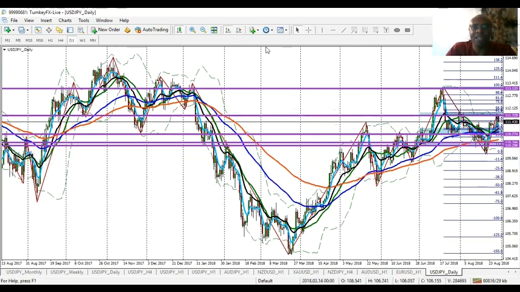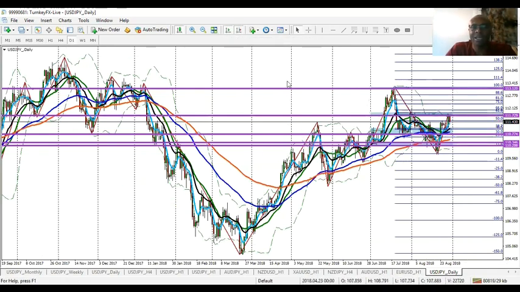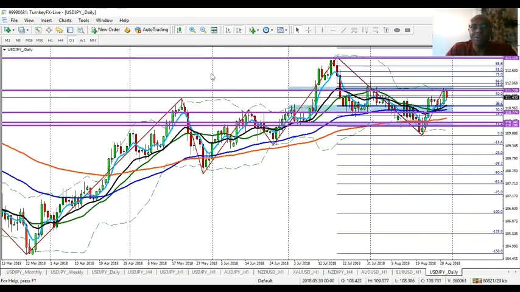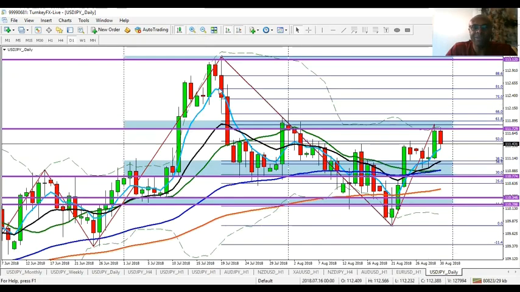So it identifies it for you, so you don't have to second guess. You don't have to guess. It's showing you, it's telling you, hey, here are the resistance zones. I've identified them for you. Okay?